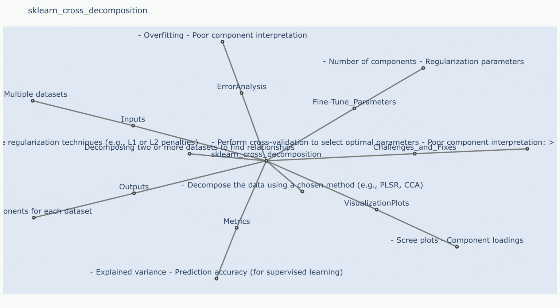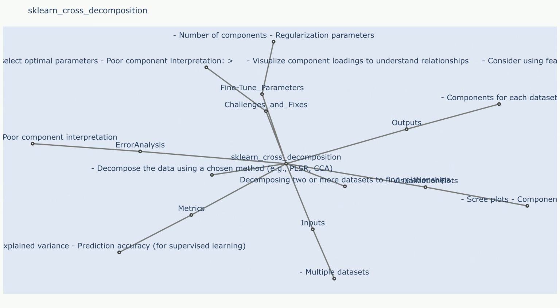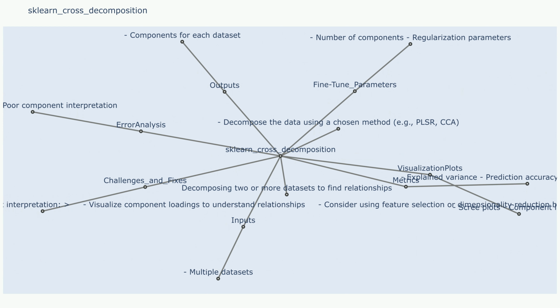Visualization plots. Visualization plot 1, Scatter plot. A scatter plot of the transformed data points can reveal clusters or patterns in the shared variation. Visualization plot 2, Scree plot. This plot shows the explained variance ratio for each component, allowing you to identify the most informative components and the point of diminishing returns in dimensionality reduction.